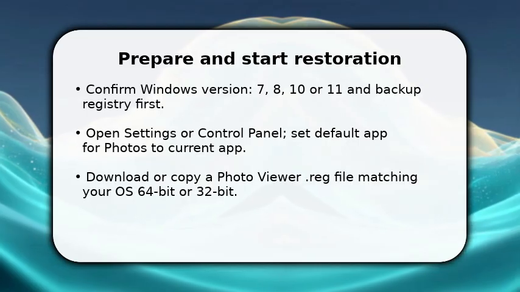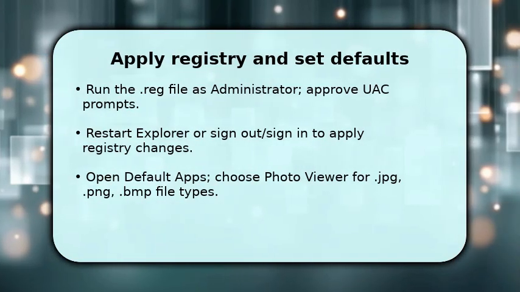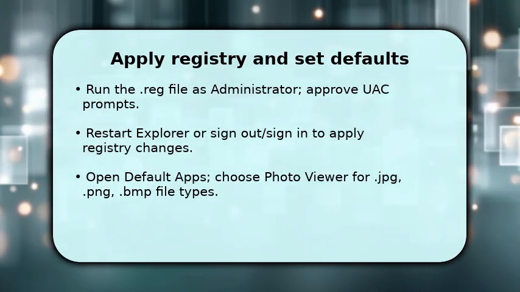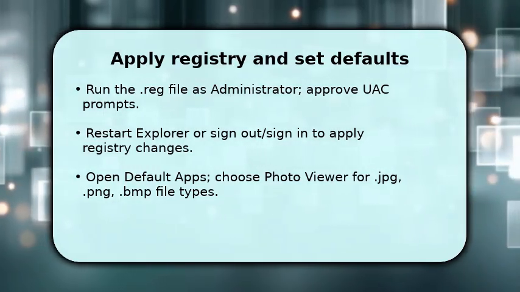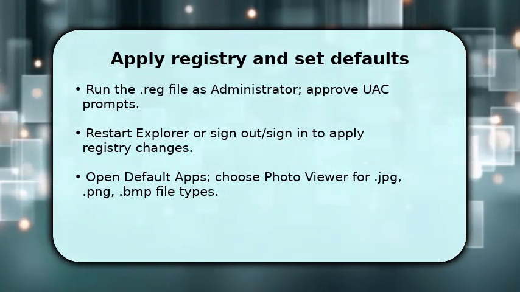Right-click the reg file and select Run as Administrator, then accept the User Account Control prompt. This writes the Photo Viewer keys into the registry. After the merge, restart Explorer or sign out and sign back in so the system loads the new associations.